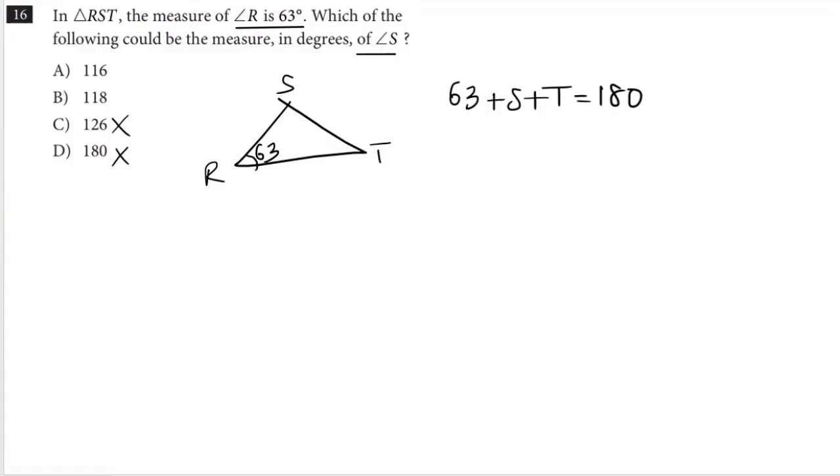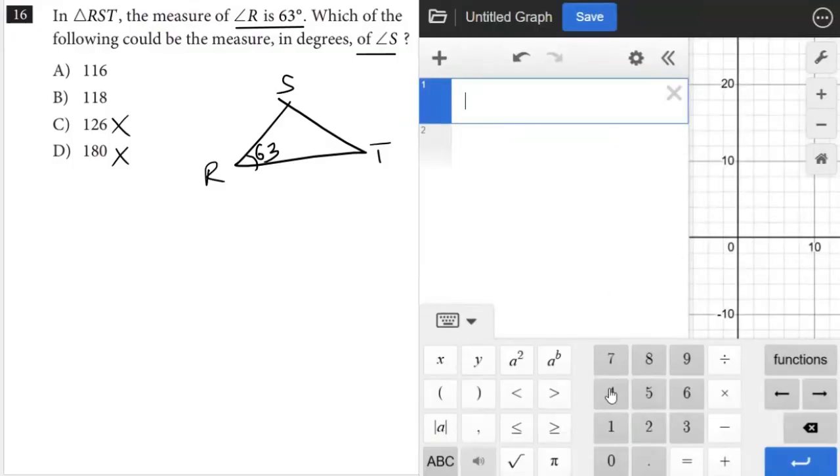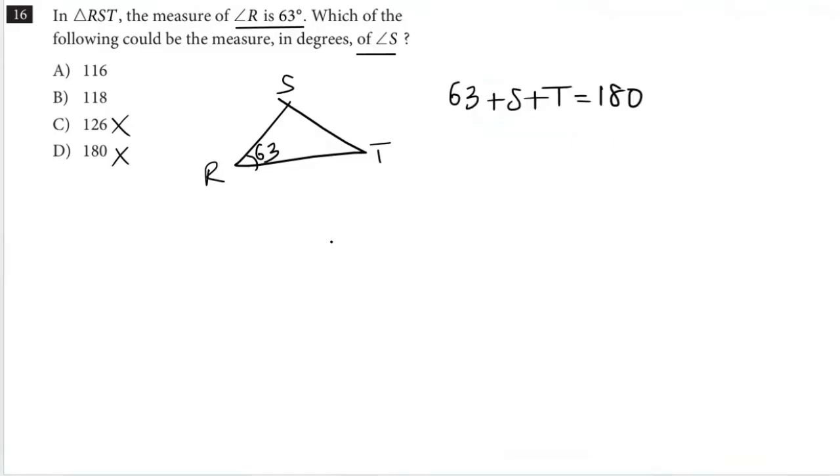Let's check this 118 first. 63 plus 118 still exceeds 180. So if I make it 116, yes, if it's 116, this can still be a triangle. So A is the correct answer.